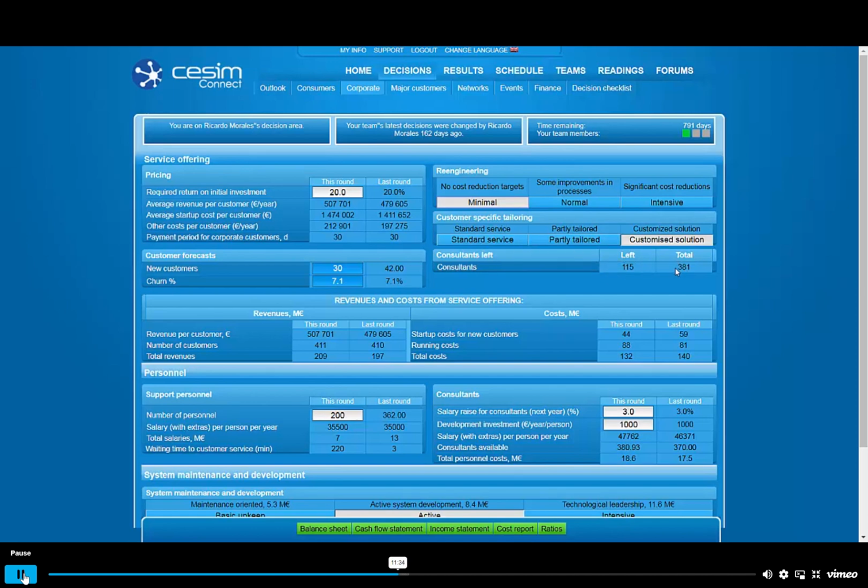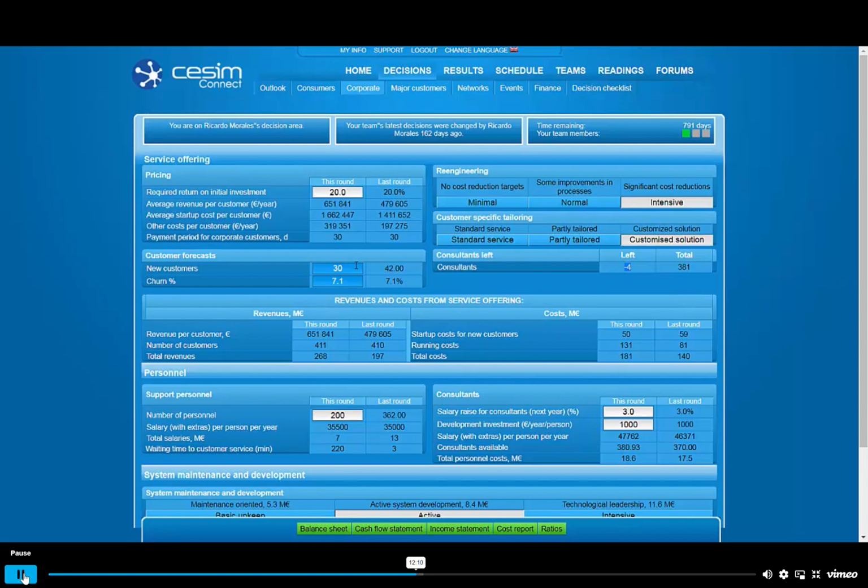So the total number of consultants that we have currently is 385, and based on the solution offering that we have made and based on the customer estimation, we now still have 115 consultants available to be assigned to different projects. So we can either try to acquire more customers, or if we want, we can make a more complex solution offering, and then we see that basically we are already in negative territory with our consultants.